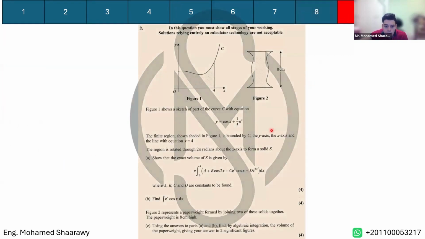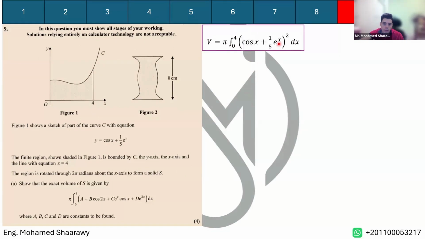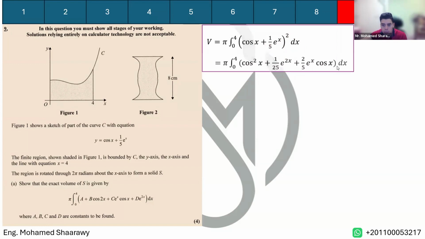Okay, question 9. First, it wants me to get the volume of figure 1. So let me apply the rule of volume, which is pi integrated from 0 to 4 for this function squared with respect to x. So let me replace the y with its value, and then first squared plus second squared plus first times second times 2. First squared is cosine squared. Second squared is 1 over 25 e power 2x. First times second times 2 is plus 2 over 5 e power x cosine x. Of course, don't forget the dx.